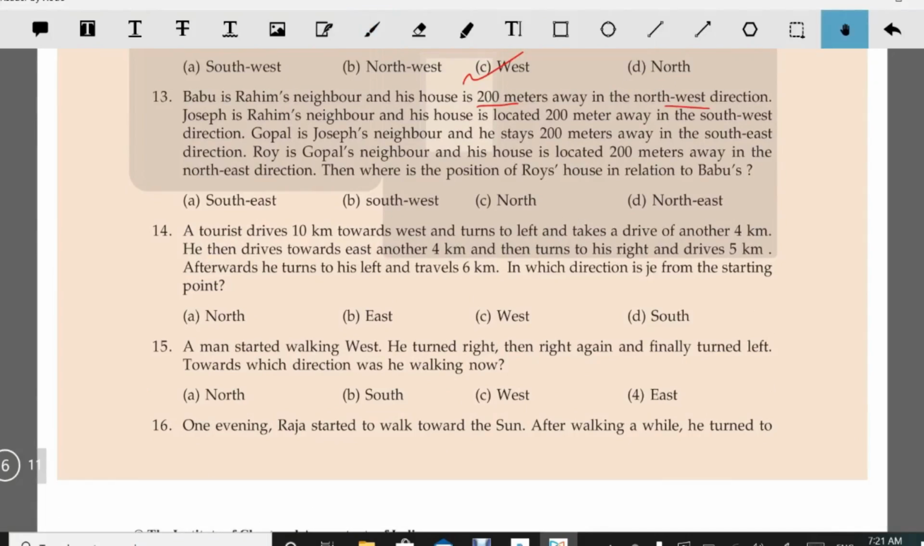Next. Babu is Rahim's neighbor and his house is 200 meters away in the northwest direction. Rahim is here. Babu is the neighbor and it is in the northwest direction. So Babu is here. What is the distance? 200 meters.